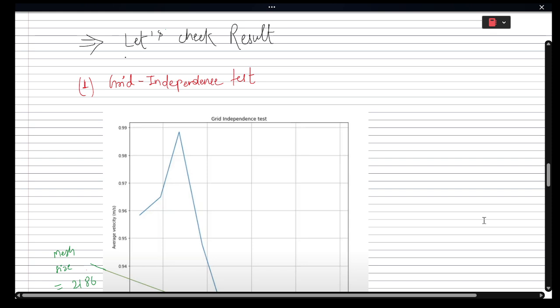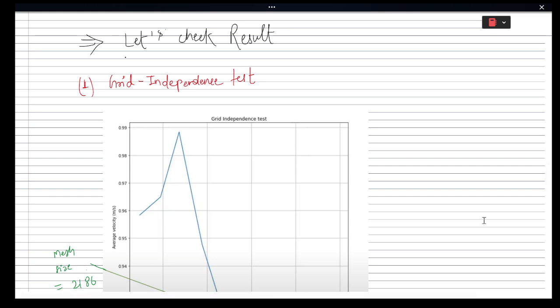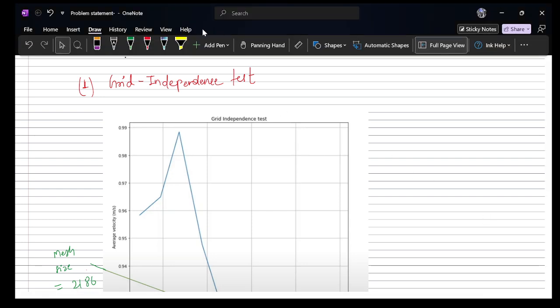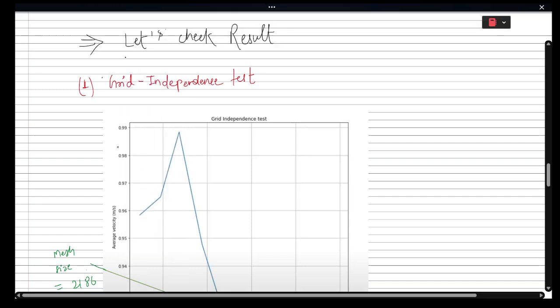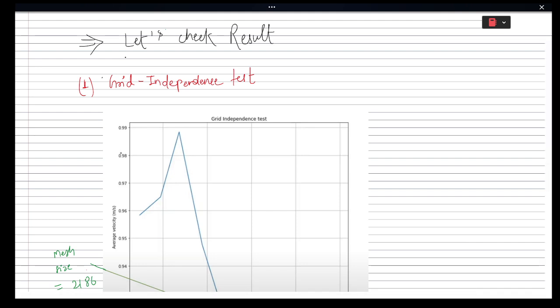Okay, so let's go over the results one by one. First I am discussing the grid independence test. When we do simulations, we divide the fluid region into small parts called grids or meshes. But how do we know which grid size is the best? To decide, we perform a grid independence test.